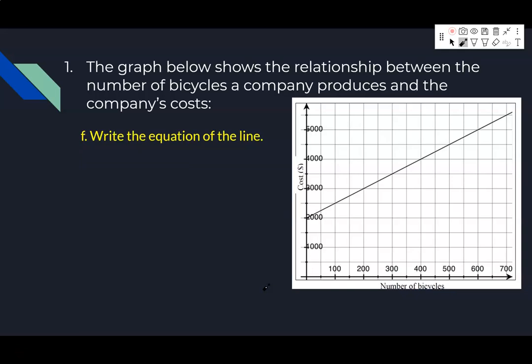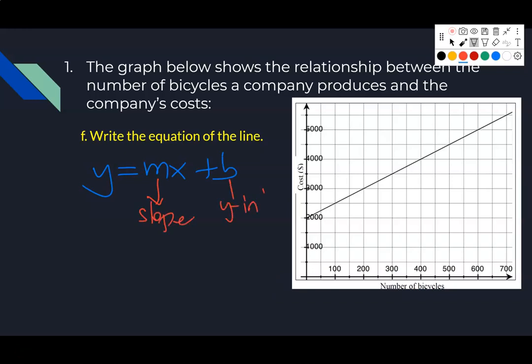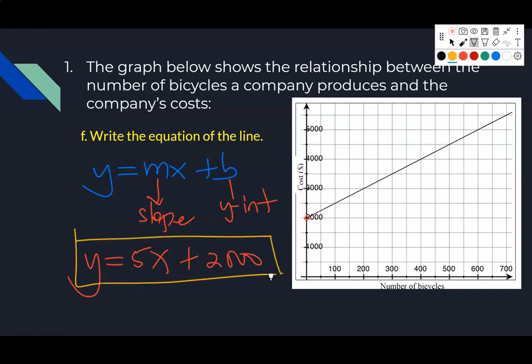Now, how are we going to write the equation of the line? The equation of the line is y equals mx plus b, where m is the slope and b is the y-intercept. The slope is 5, so 5x, and our y-intercept is at this point, so that is at 2000. So our equation of the line is y equals 5x plus 2000.